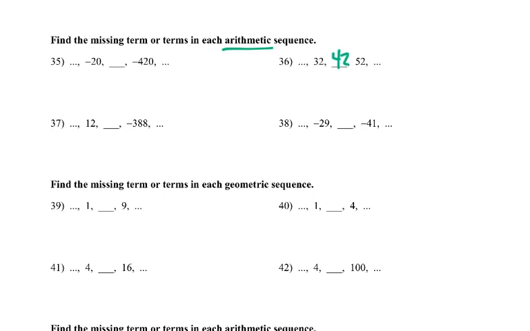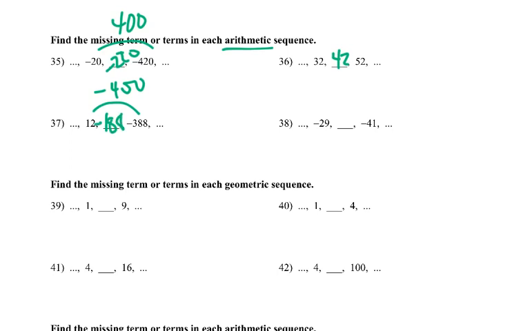Negative 20 to negative 420. We went up by 400, so cutting that in half would probably be negative 220. 12 to negative 388. Okay, that one's a bit tougher. We'd actually be going down by 400. So it would be negative 188.